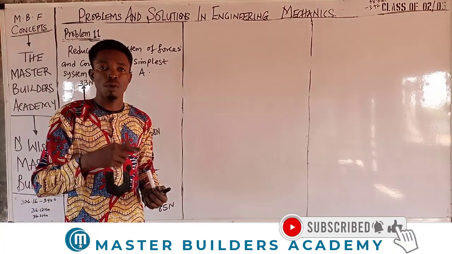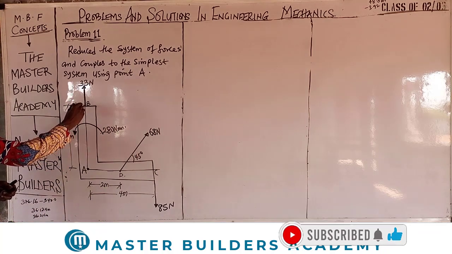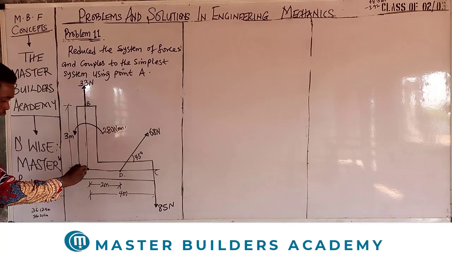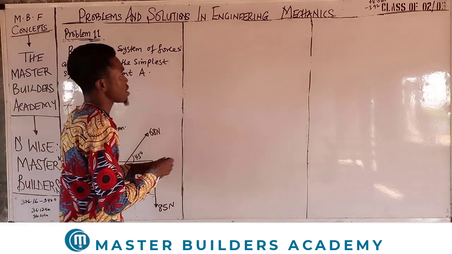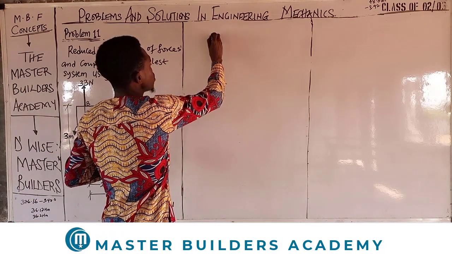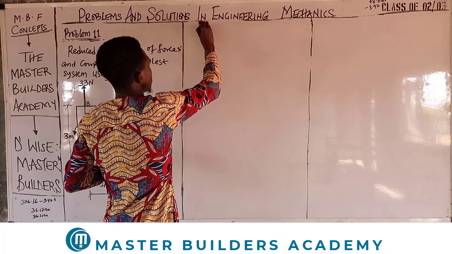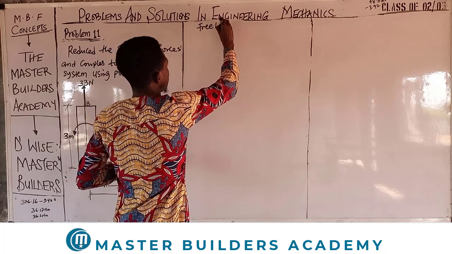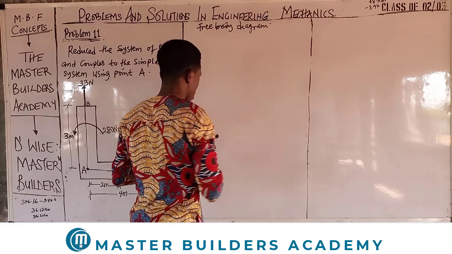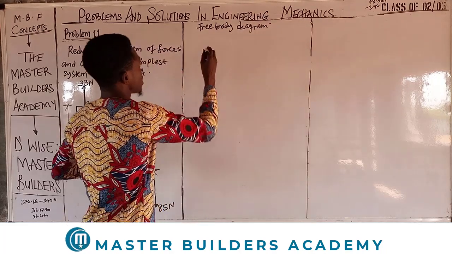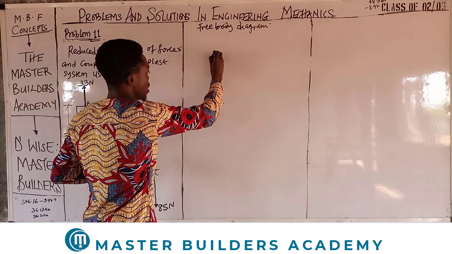So to get the free body diagram, we only need the line of action. This is the line of action, the skeleton of the system. So the skeleton of this system is L. So you just draw a free body diagram. Now, for the free body diagram, take your L. This is L.